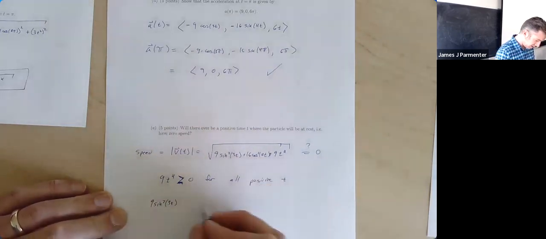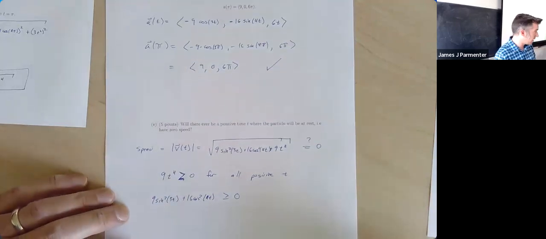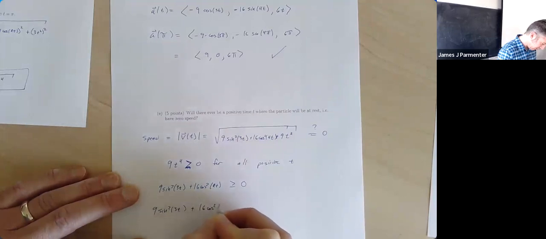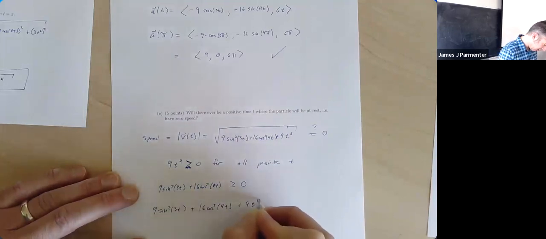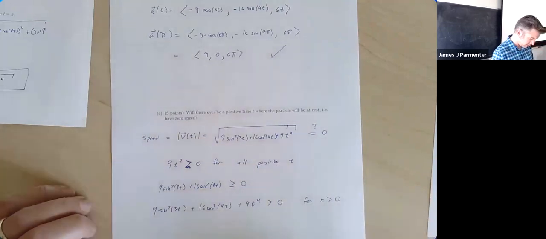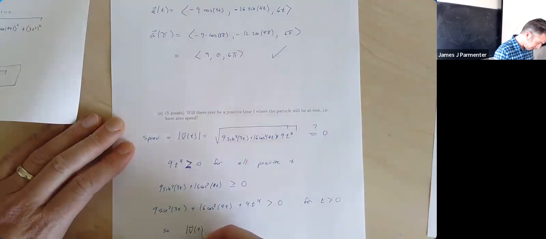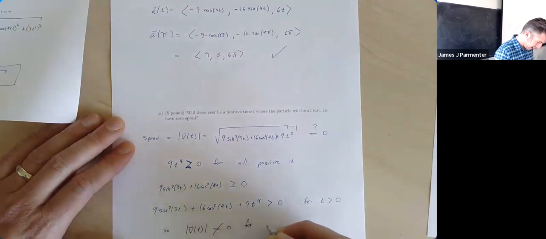Similarly, 9 sine squared of 3t is going to be always greater than or equal to 0. And 16 cosine squared of 4t will always also be greater than or equal to 0. And so if you add these things all together, it's going to be strictly greater than 0. So 9 sine squared of 3t plus 16 cosine squared of 4t plus 9t to the 4th is strictly greater than 0 for any positive t. So it can't equal 0. So the magnitude of velocity cannot equal 0 for any t that is positive.